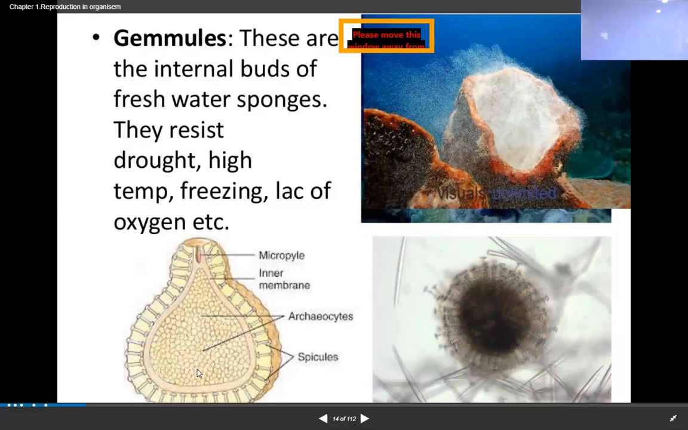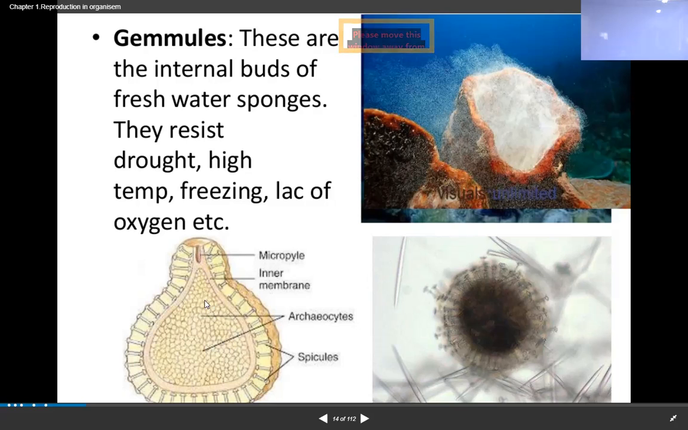We called it as, can you see inside dormant cells? We called it as archaeocytes. Archaeocytes. And these are capable of developing into a new organism. Can you observe this, Sejal? Inside it, we called it as developing cells or dormant cells. The archaeocytes get coated by a thick resistance layer or a secretion of amoebocytes. The gemmule is formed to overcome unfavorable conditions.